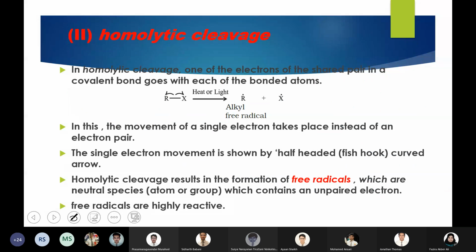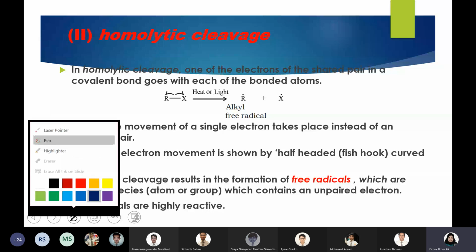Yes, ma'am. Okay, so we have discussed heterolytic cleavage and the fragments formed with positive and negative carbons after the heterolytic cleavage in detail. Now we are moving to homolytic cleavage.